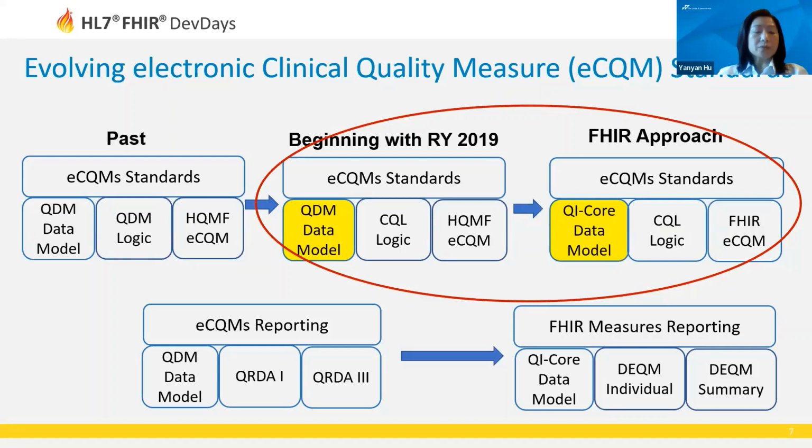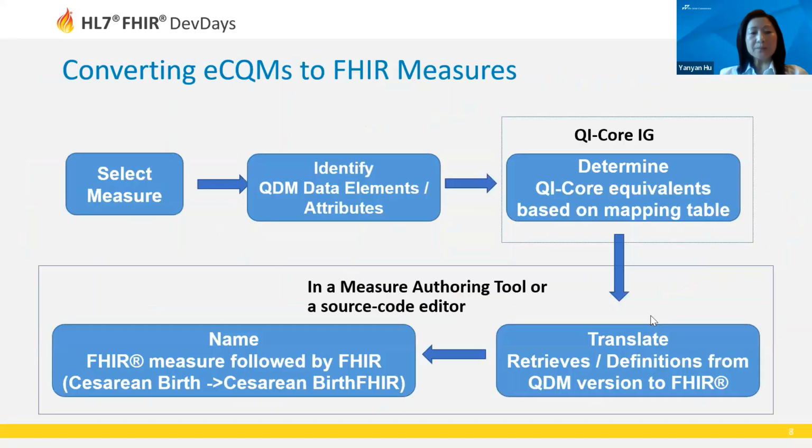This diagram shows you the eCQM standards in the US. The eCQM standard evolution began with the Quality Data Model, QDM logic, and the QDM data model. Starting 2019 reporting year, the Clinical Quality Language, CQL, has been used for logic expressions to calculate the measure outcomes. When transitioning to FHIR-based quality measurement, the QI Core replaces the QDM data model.